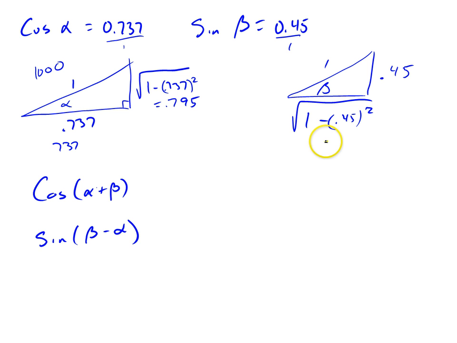Okay, and I get 0.893. That's an 8. Looks like a 0. 0.893.